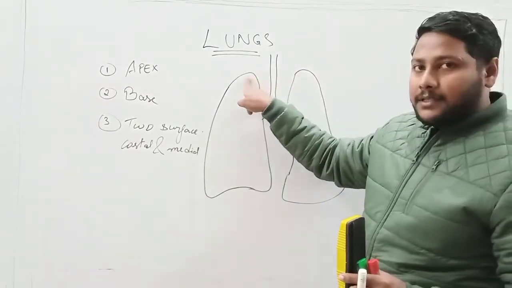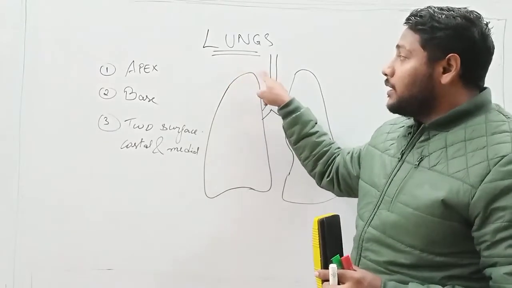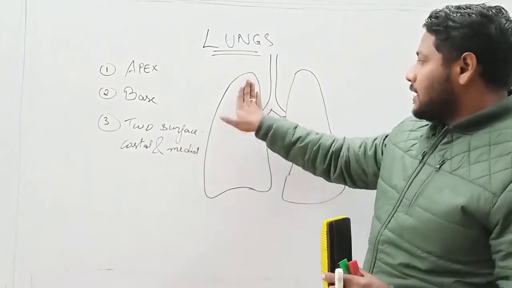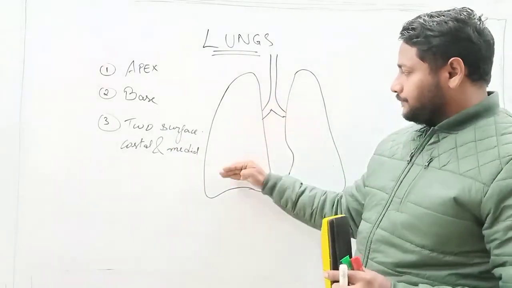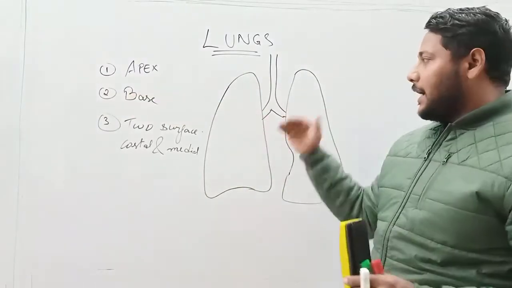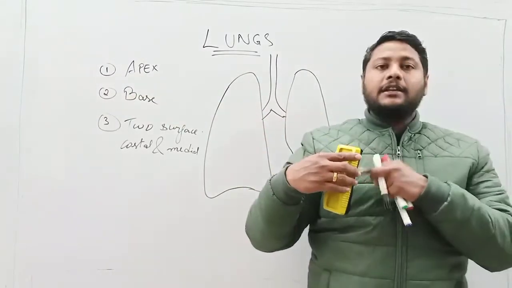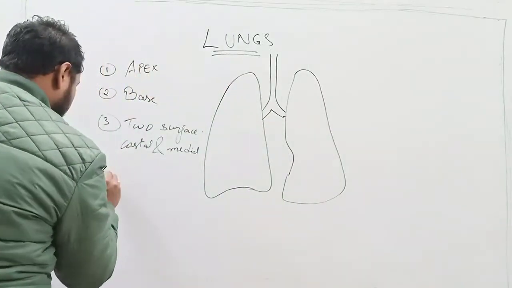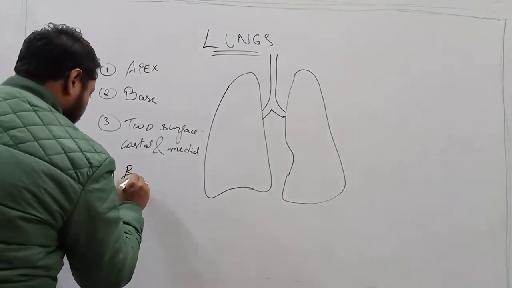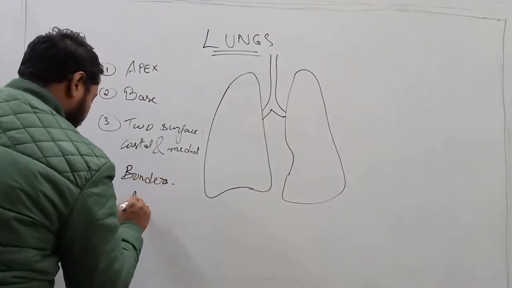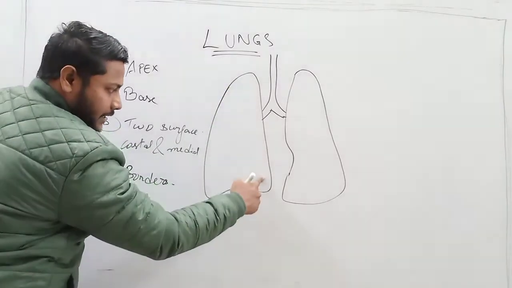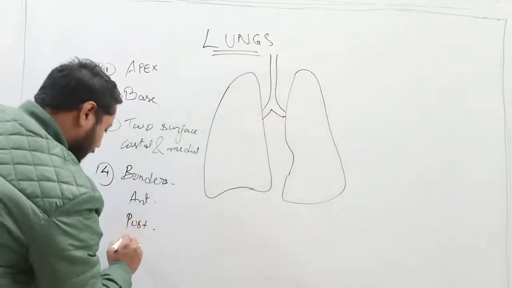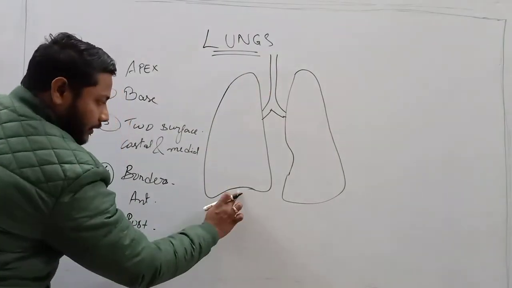First one, we have the apex. You can see that the apex is blunt. It is not sharp. We have a base. And then we have two surfaces, the costal surface, which is in approximation with the ribs, and then we have the medial surface, which is on the inner part, towards the mediastinum. Next we have the borders. We have three borders. The anterior border, this one, you can see it. We have the posterior border, which is on the posterior part. And then we have the inferior border, this one.